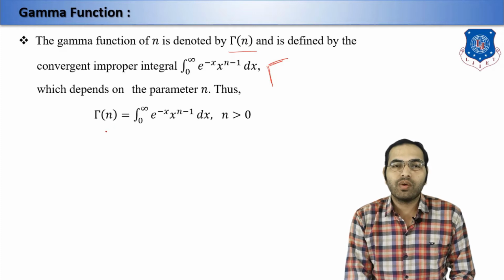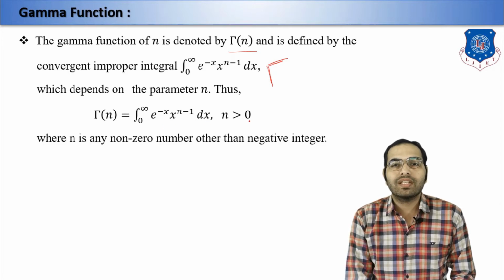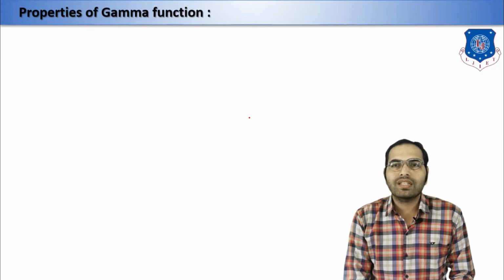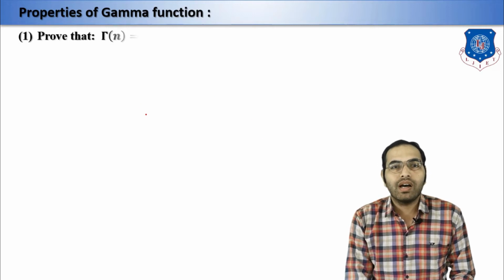The definition of gamma function is gamma n equal to integral 0 to infinity e raised to minus x, x raised to n minus 1 dx, where n is greater than 0, where n is any non-zero number other than a negative integer. Let's see properties of the gamma function.